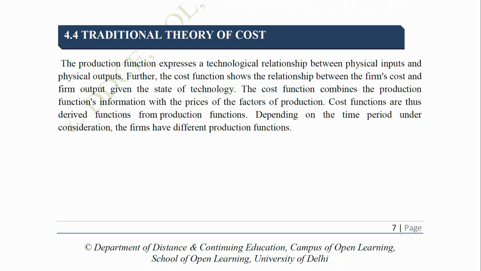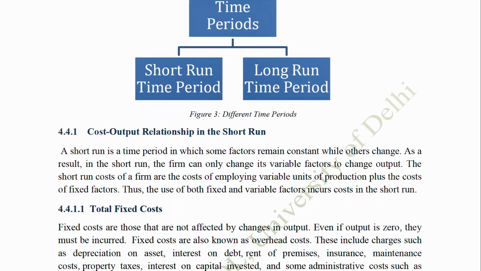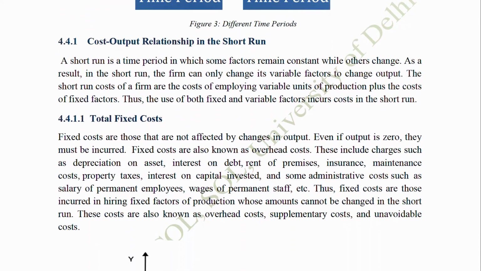Depending on the time period under consideration, the firms have different production functions. Figure 3 shows the different time periods. 4.4.1 Cost output relationship in the short run.